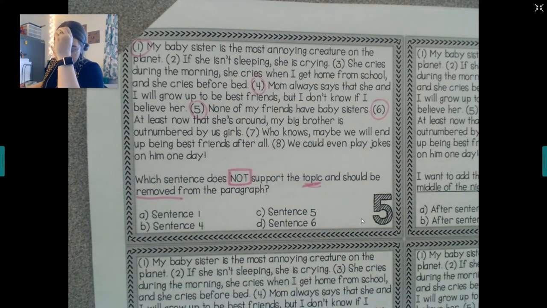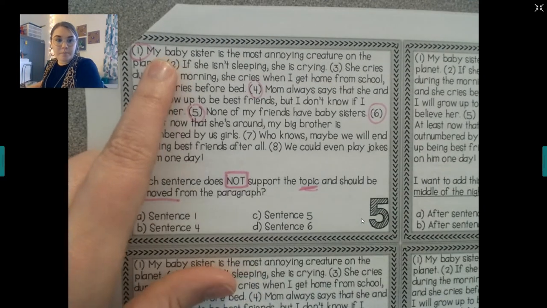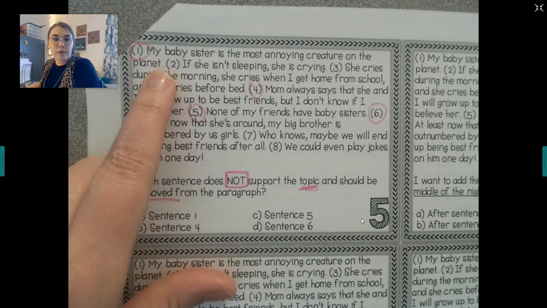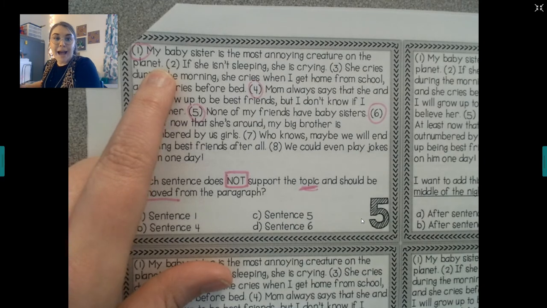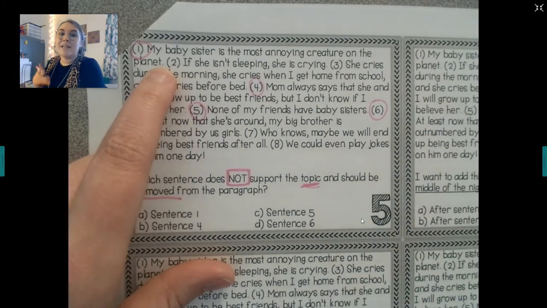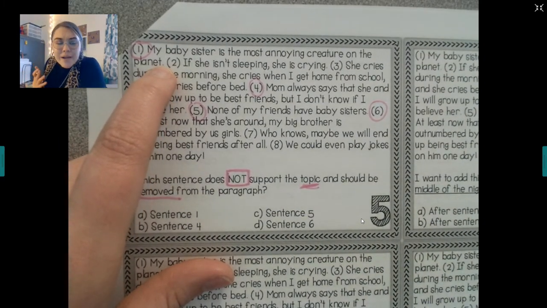So, what is the topic of this paragraph? Basically all about his baby sister, right? How he doesn't like his baby sister, or she doesn't like her baby sister, and maybe one day they'll be best friends. So, do I need sentence 1? My baby sister is the most annoying creature on the planet. I need that sentence. It's my topic sentence. Why would I delete that?